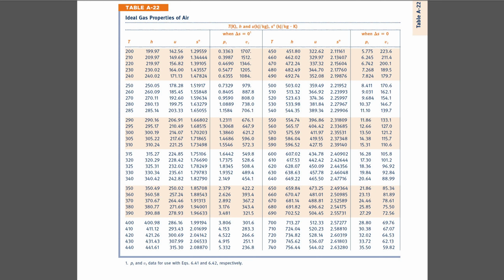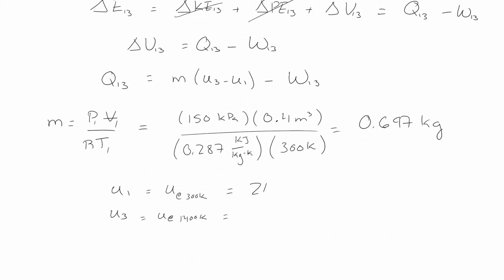So for the first one, my gas at state 1 is at 300 Kelvin. So that is this line here. I've got 300 Kelvin, so I'm going to come over to my internal energy column, and here that is 214.07. Check my units in the table. Up here at the top it tells me that u is provided in kilojoules per kilogram. So 214.07 kilojoules per kilogram.